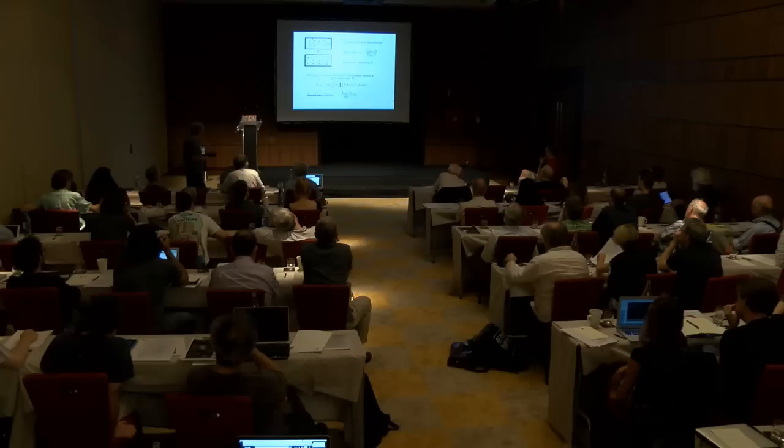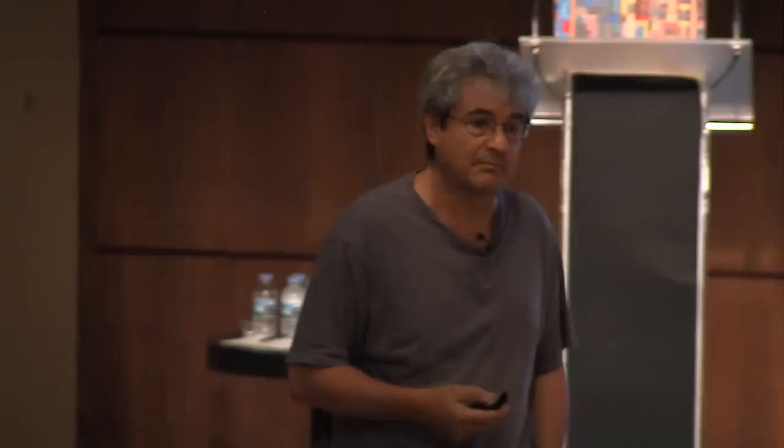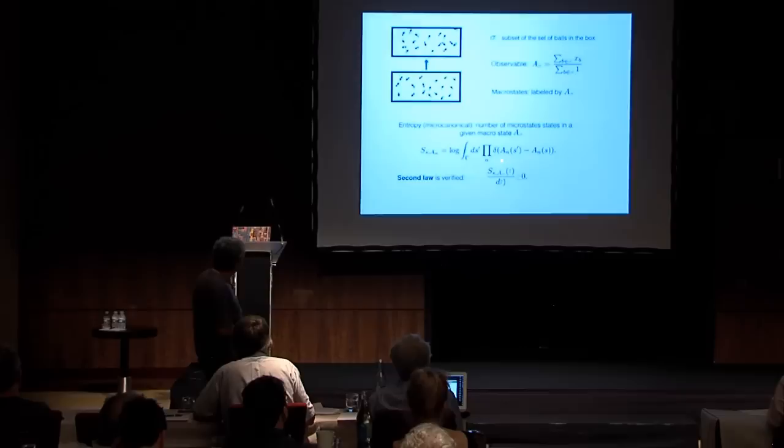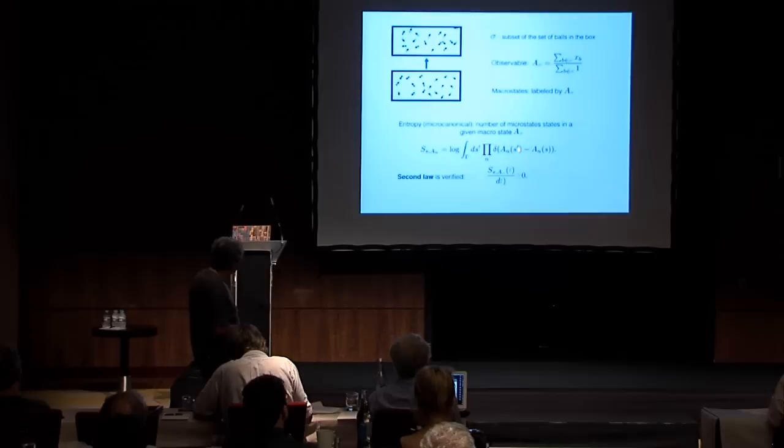In other words, counting the number of microstates with the same macroscopic observable is just called computing the entropy. The entropy can be defined in the microcanonical way, as the number of microstates given a macrostate, given a coarse graining, given a macroscopic observable. So this is the entropy. It's just the integration of phase space, of the region of phase space where the observable has a certain value you want.